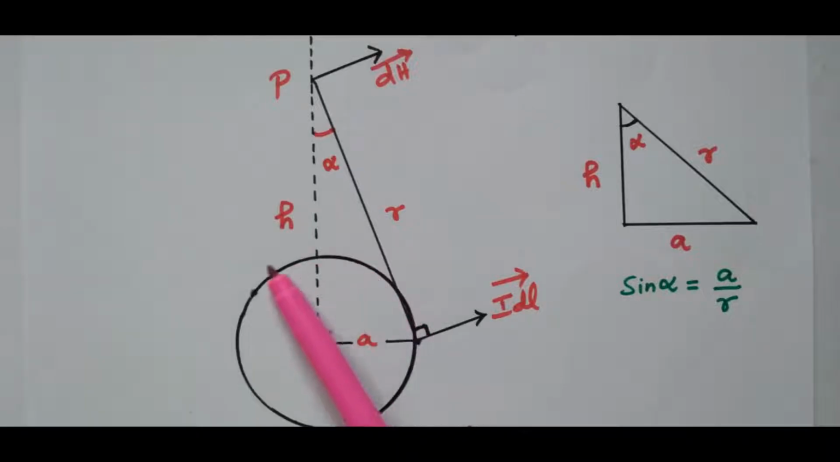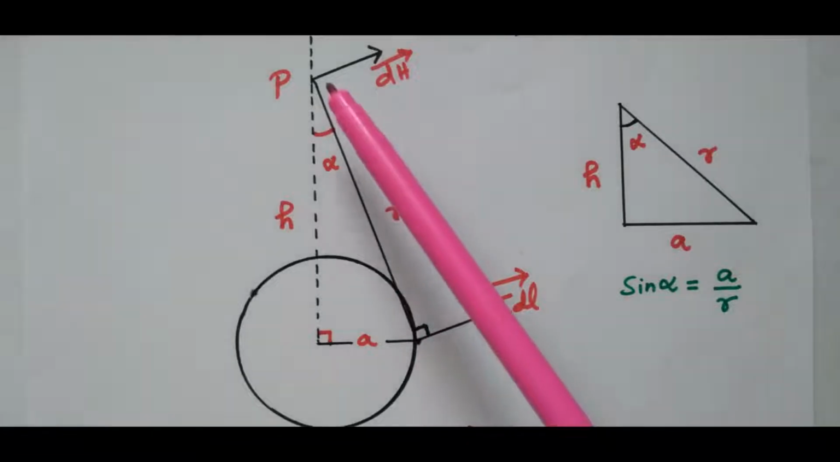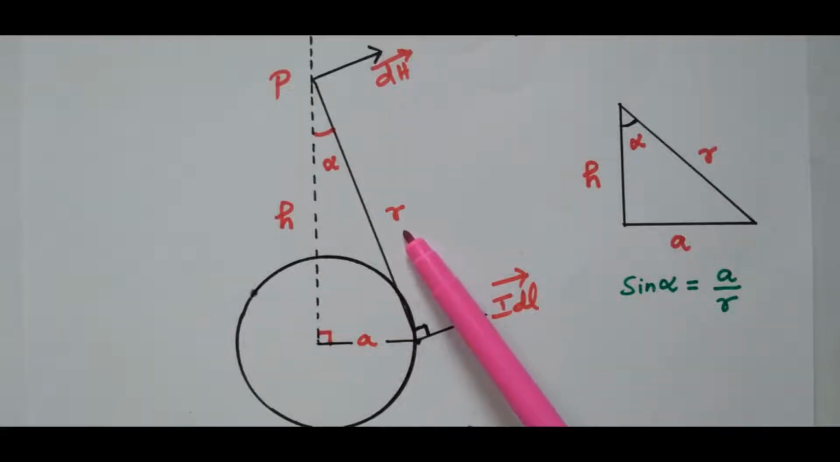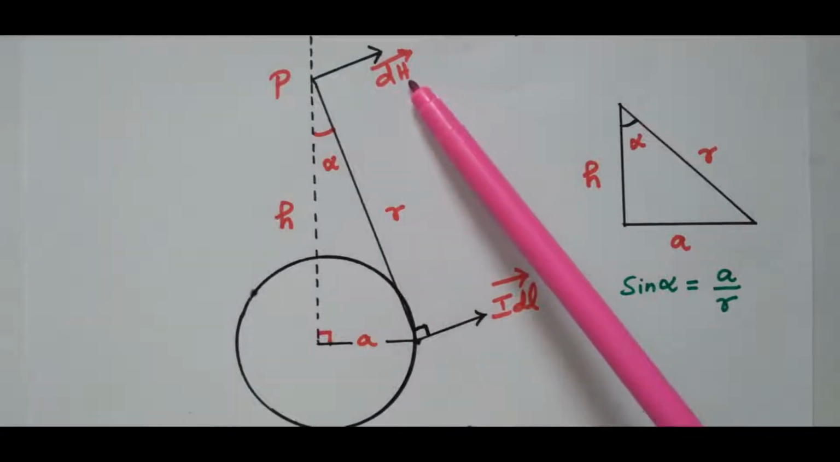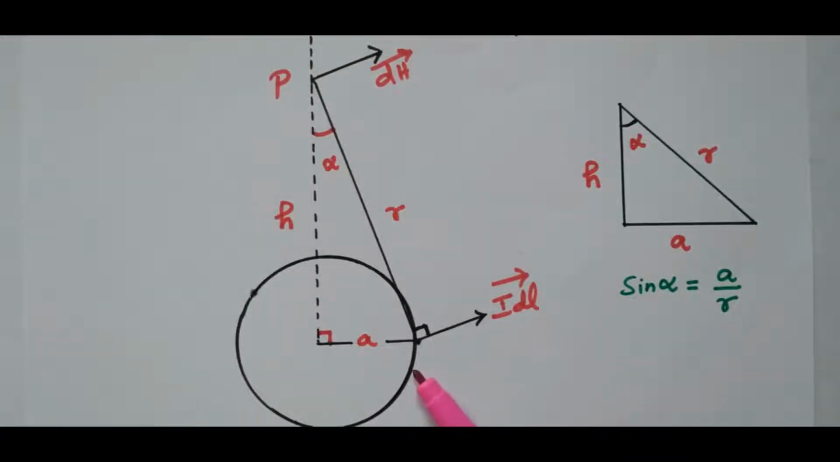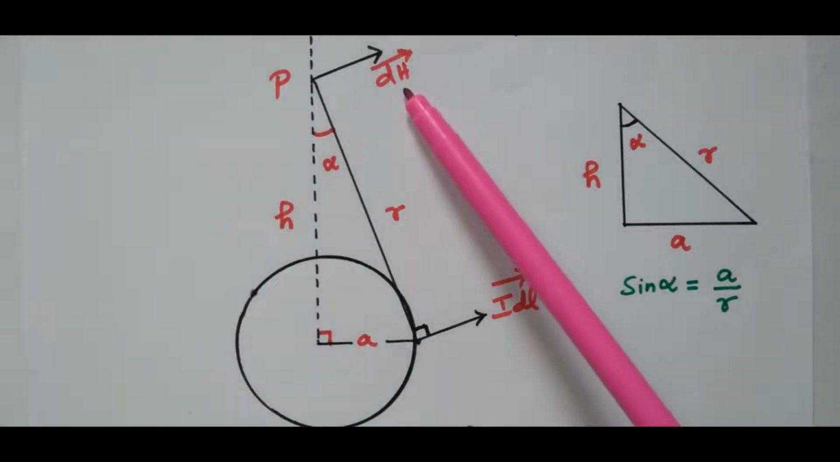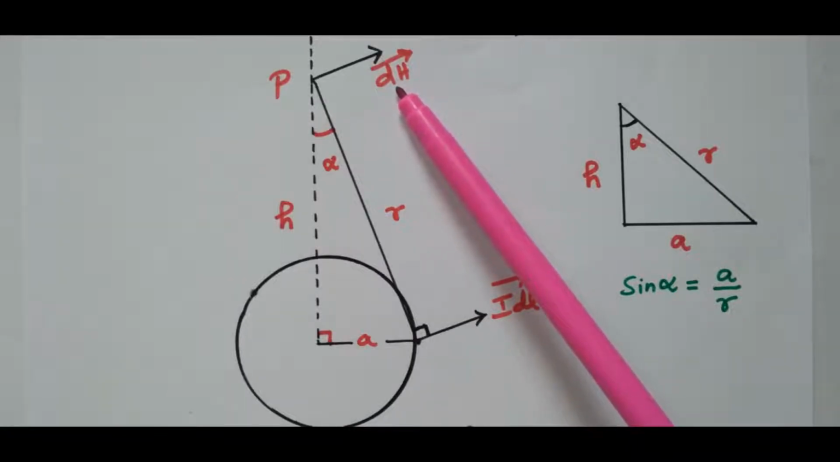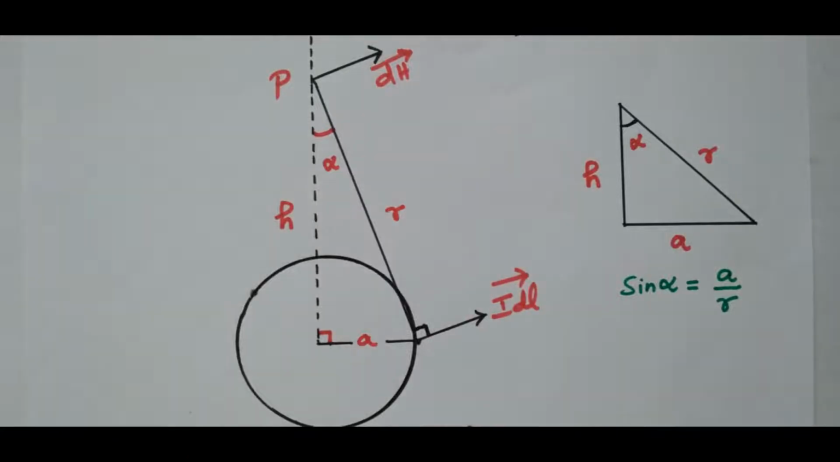This current loop is assumed to have several current elements, n number of current elements available. We consider one current element at this point, I dl vector. The distance between this current element and point P is r meter. H is the magnetic field intensity. dH is the magnetic field intensity due to I dl. There are n number of I dl available. We consider only one I dl, so the magnetic field intensity is also small, dH. By integrating this dH, we will get the total magnetic field intensity.